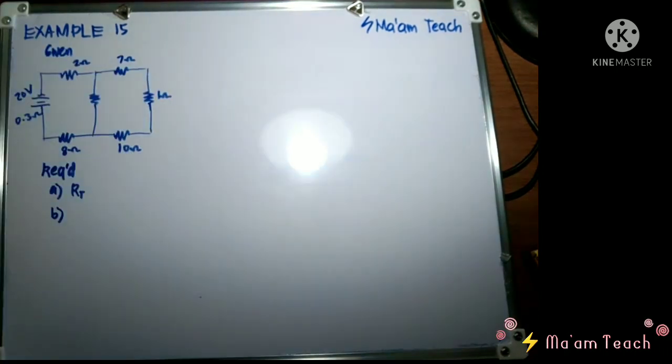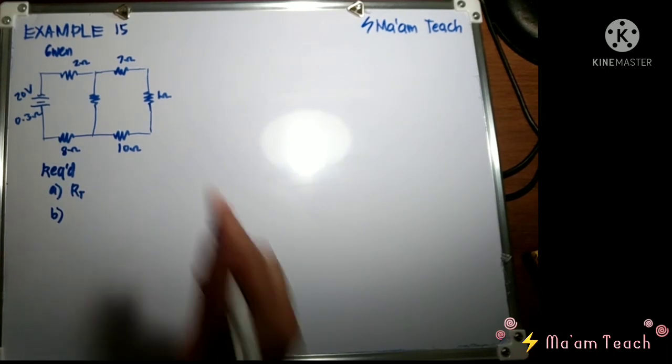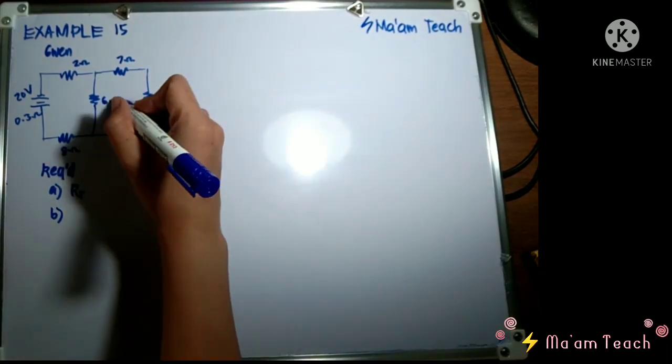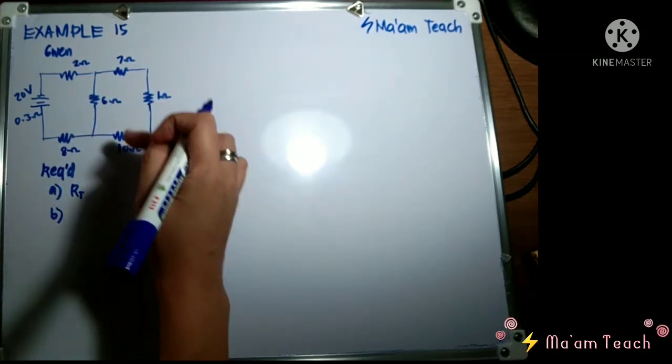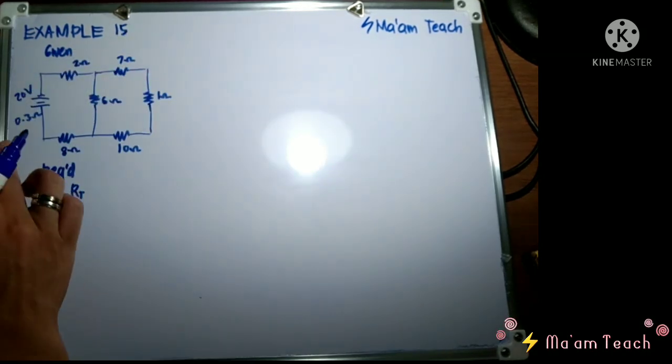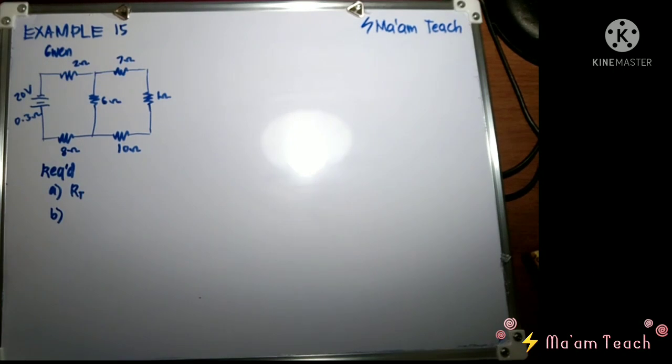Now, if you can observe, class, how many resistors are there? 1, 2, 3, 4, 5, 6, 7. There are 7 resistors in here. By the way, class, this 0.3 ohms is what we call the internal resistance, which is already included in the battery itself. Sometimes some batteries neglect the value of their internal resistance because it's too small. In this case, it is 0.3 ohms.